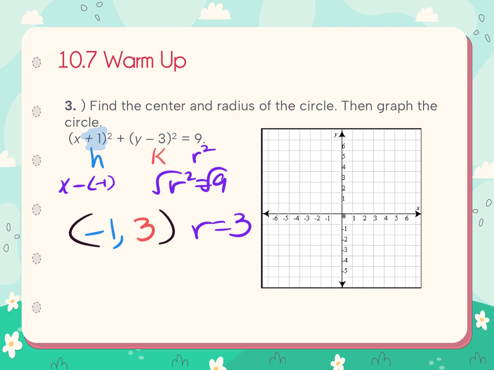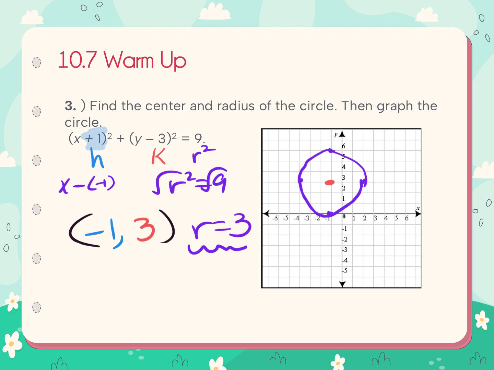Now to graph it, you would graph the center point, so −1, +3. And then from that center point, I'm going to move 3 spaces to the left, to the right, and up above and below. So 3 down, 3 up, 3 to the left, 3 to the right, all from the center point. And then connect the purple dots. And that forms your circle.